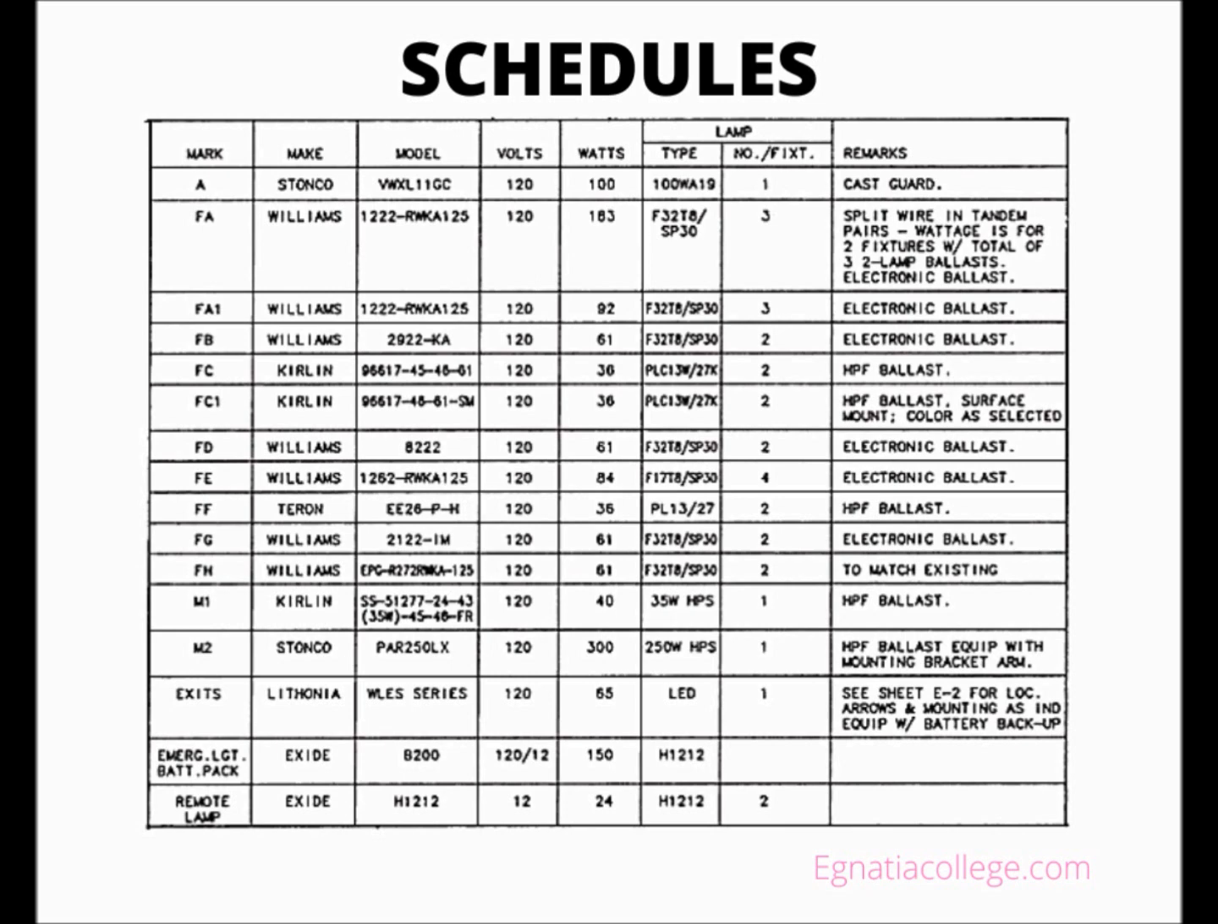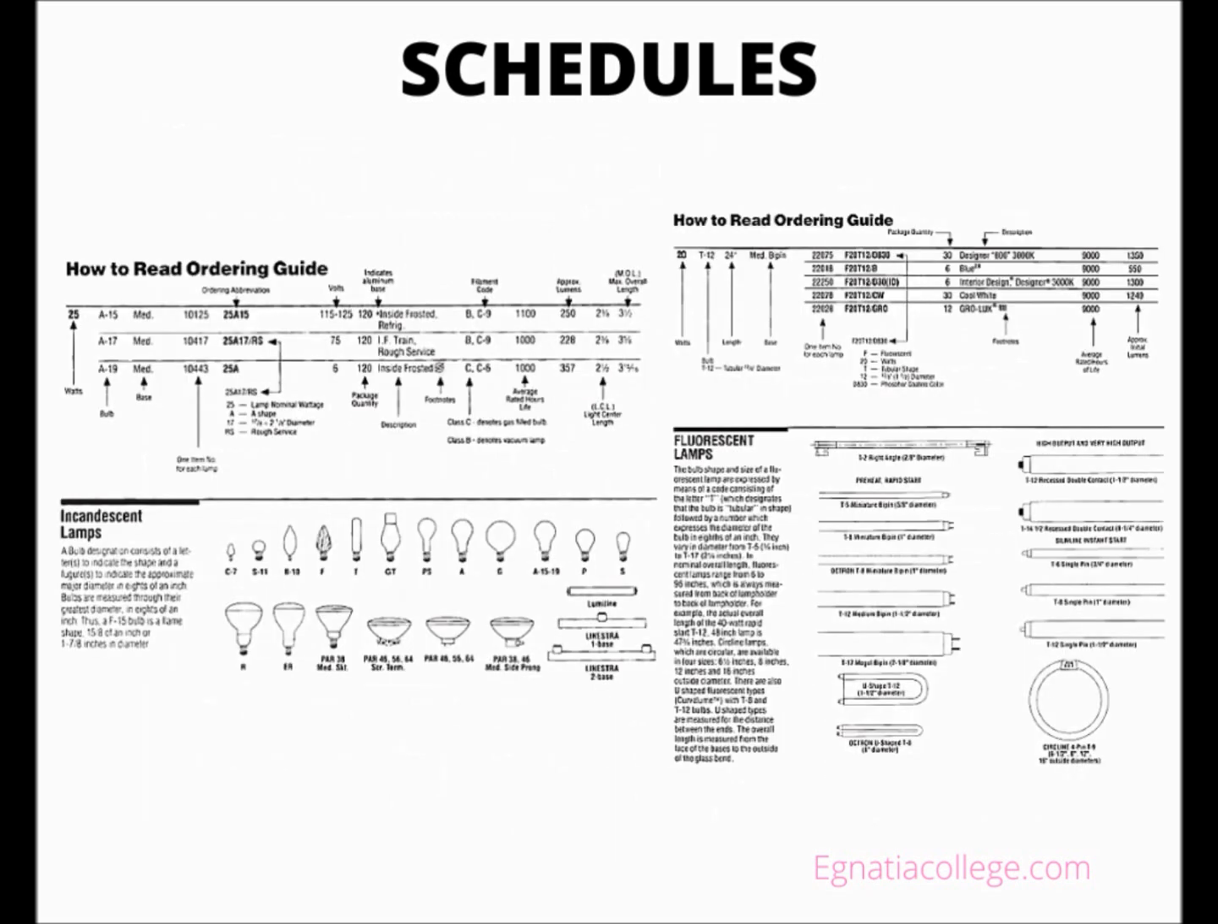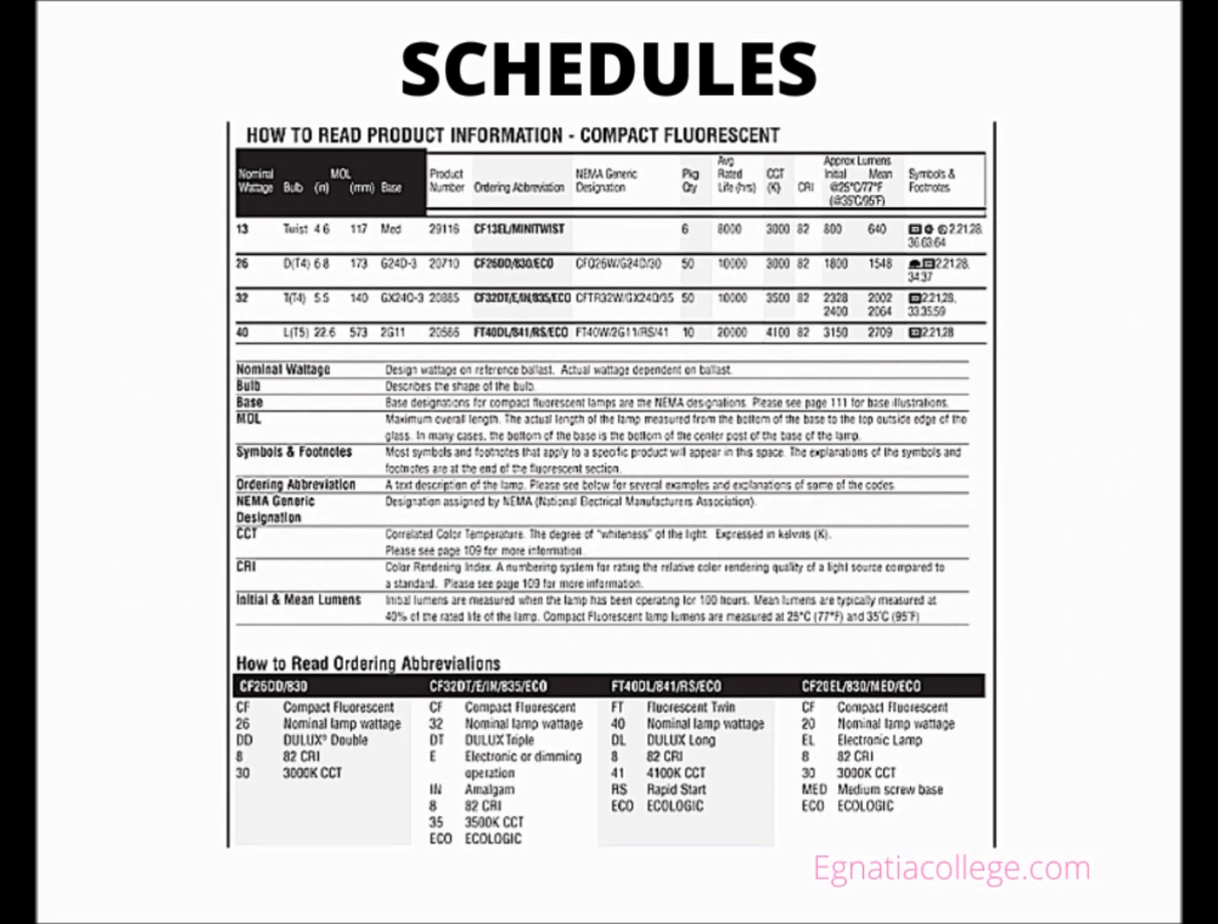Lamp type and quantity. Lamp manufacturers have similar systems of designating lamp characteristics. This figure shows how to read product information. It is about compact fluorescent lamp designations. Part 2 shows different types of compact fluorescent lamps.